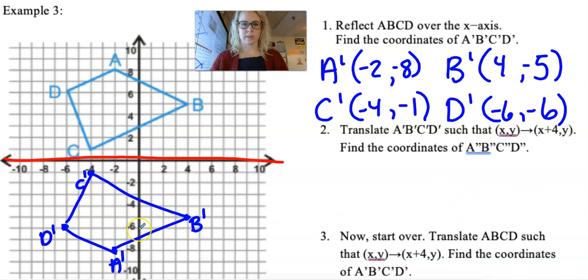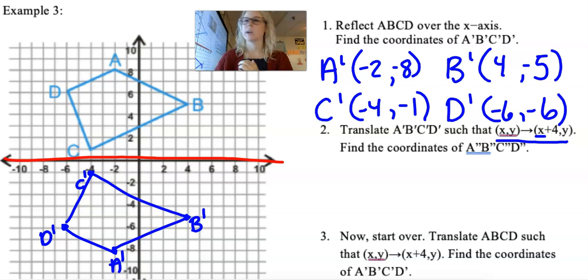I shouldn't have drawn that in the same color, but I'm going to translate my darker blue shape using this rule. So back to translations, if it's a positive, that's going to mean it's going to go to the right or up. And since it's with the x-axis, the x number, it tells you you're going to go right. And then there is no number with the y, meaning I'm not going to go up or down at all.